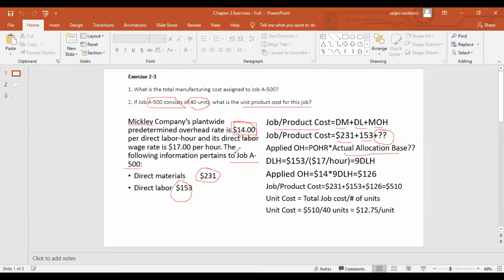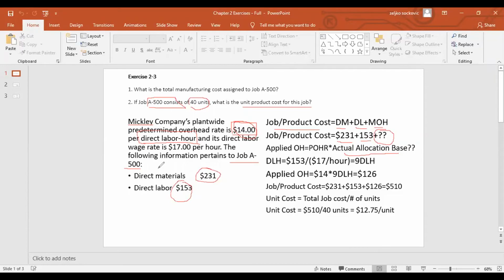No, that's not the allocation base. Is it 40? No, that's not the allocation base. 40 units? That's not the allocation base. Isn't it direct labor hours? Because it says direct labor. Very good, Alec. Excellent. You're told here, the predetermined overhead rate is 14 per direct labor hour. So direct labor hours are your allocation base.